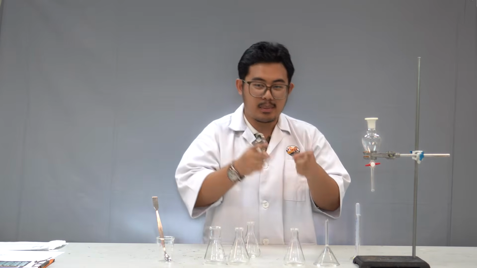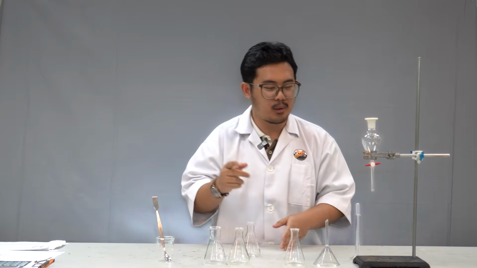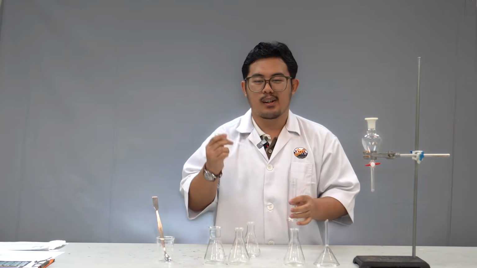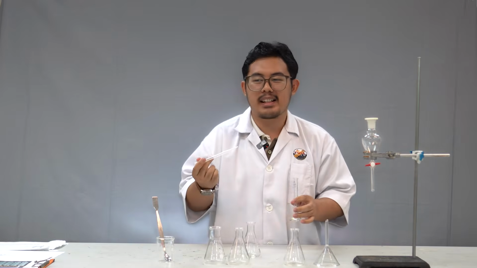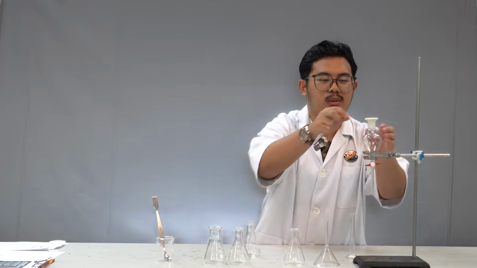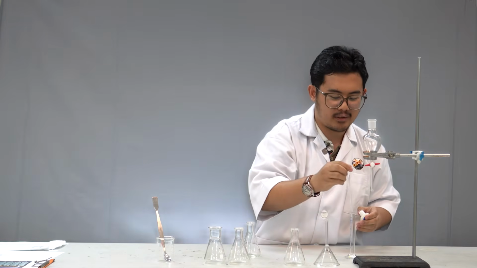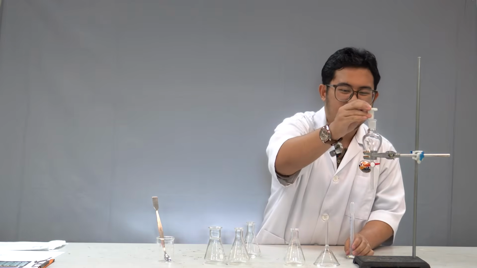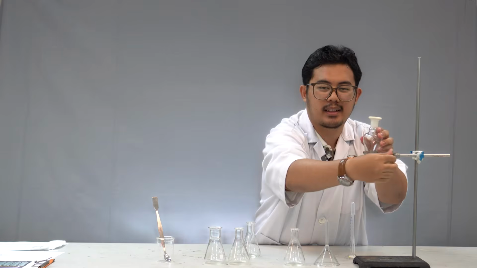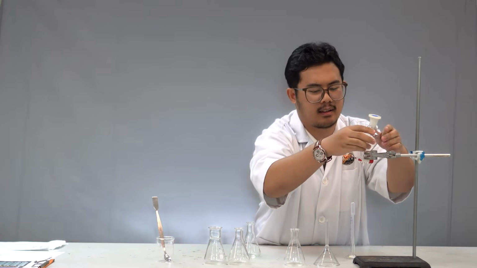So we need to add base, so it reacts with acid. What base? Sodium hydroxide. So we use a dropper and a measuring cylinder. We collect 5 milliliters of sodium hydroxide and drop them into this separation funnel. After we've dropped them, just like before, it is still not mixed. So how do we mix the substances in this separation funnel?